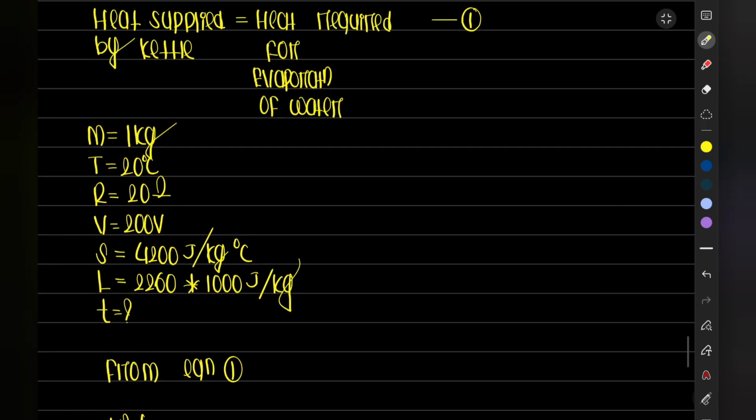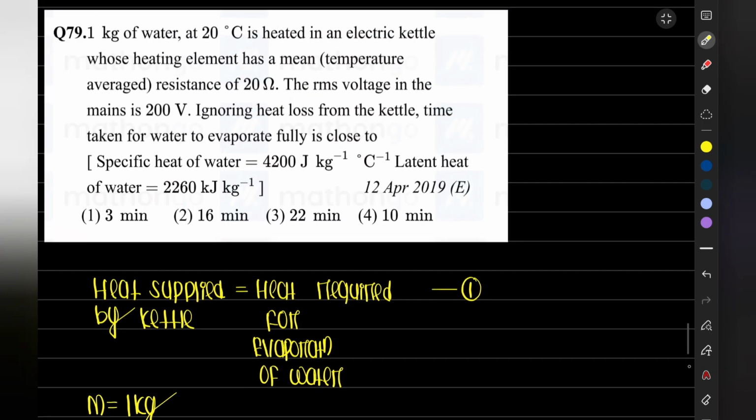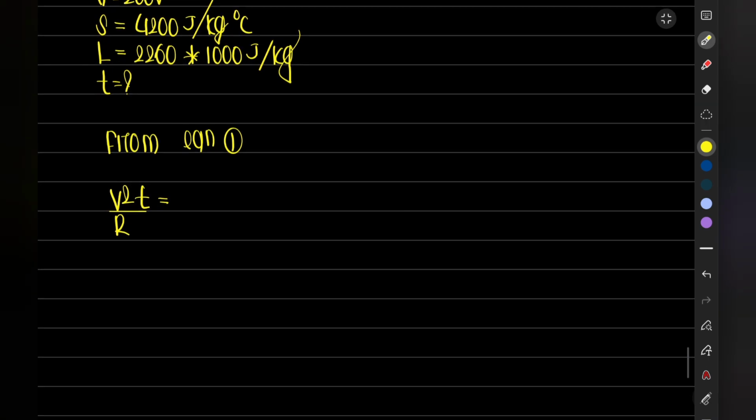Now the heat required for the evaporation of water: first we will have to take that water from 20 degrees Celsius to 100 degrees Celsius, and once it has reached 100 degrees Celsius, after that we can apply the formula for latent heat of water. So first m s delta T, this much heat will be required for water to go from 20 degrees Celsius to 100 degrees Celsius. Once it has reached 100 degrees Celsius, then we will provide the latent heat, which is m into L, to convert that water from 100 degrees Celsius to steam.